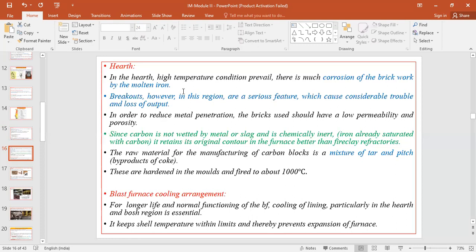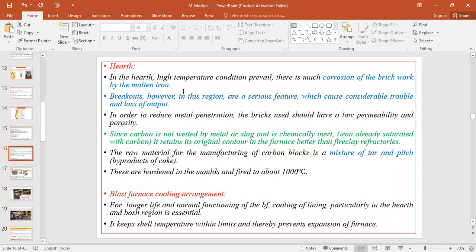Okay. And also breakouts of the refractories is a serious problem in the hearth part of the blast furnace. So to overcome this, we have to use refractory bricks which should have low permeability and very low porosity. Okay. So here in the hearth part we are using carbon blocks because carbon is not wetted by metal or slag, and certainly it is chemically inert. So that's why we are using carbon blocks in the hearth part of the blast furnace.